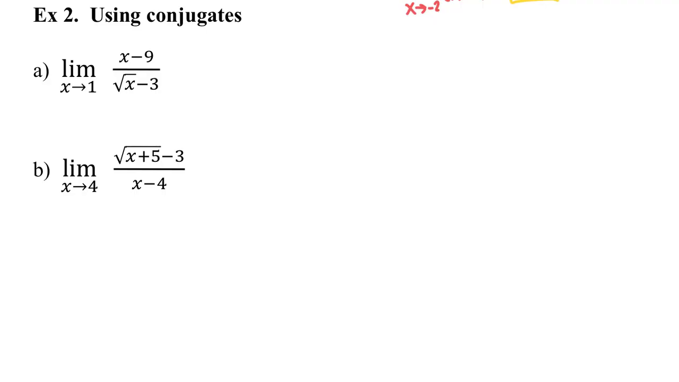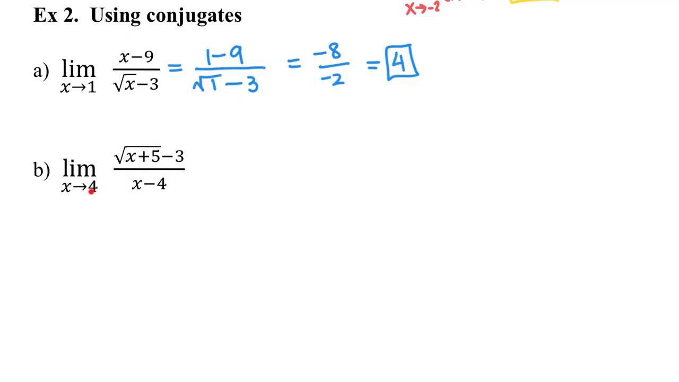So I'm finding the limit as x approaches 1. If I plugged in 1 in the numerator, 1 minus 9 is negative 8. So this won't be indeterminate, so I can go ahead and do direct substitution. So I get negative 8 over negative 2, which is positive 4. So that was easy. Again, if direct substitution works, use direct substitution. It's always going to be the fastest method.